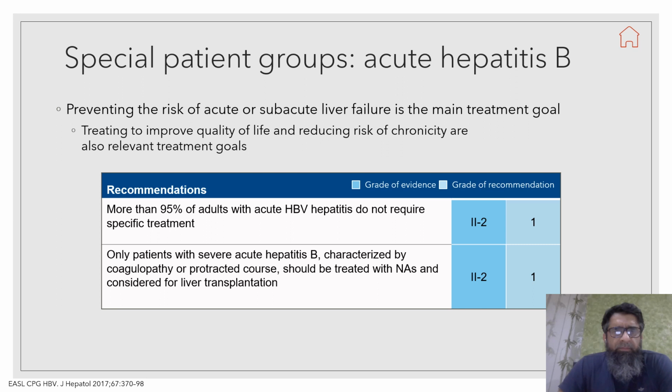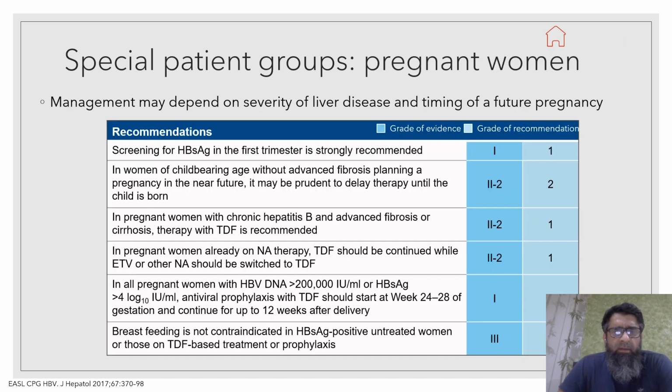Healthcare workers are in the special groups; you can see this, and in pregnant women and healthcare workers we will discuss later on. In pregnant women, this is the chart you can follow. Screen for hepatitis B in the first trimester. For childbearing age without advanced fibrosis, planning pregnancy in the near future, it may be prudent to delay therapy until the child is born. In a pregnant patient with chronic hepatitis B virus and advanced fibrosis or cirrhosis, therapy with tenofovir is recommended.